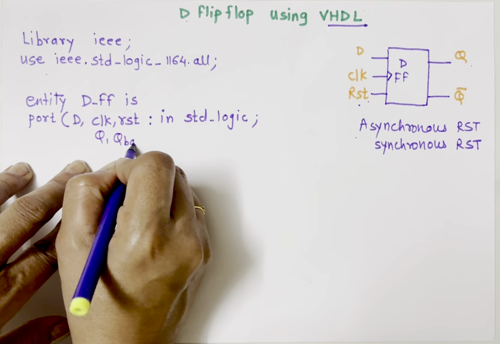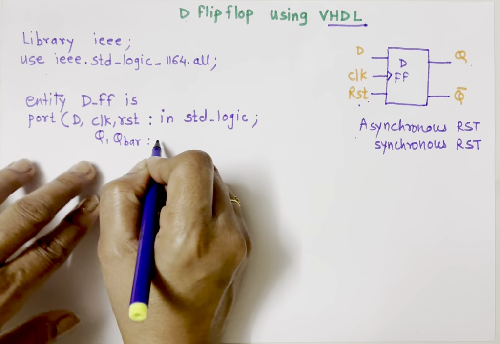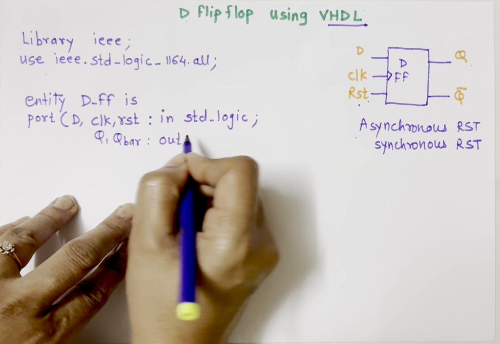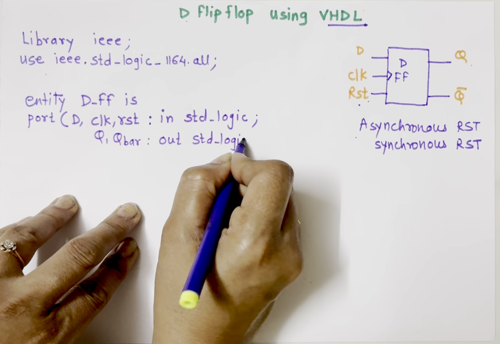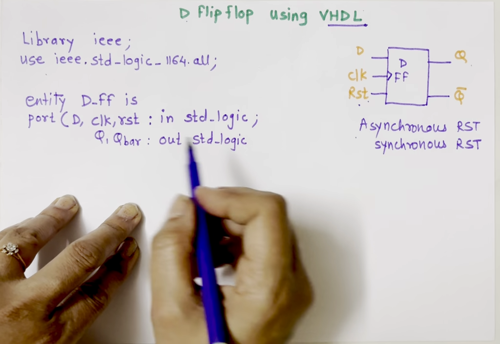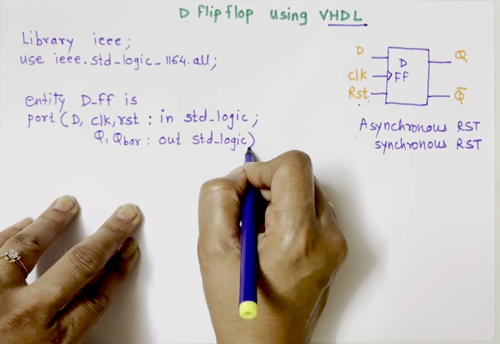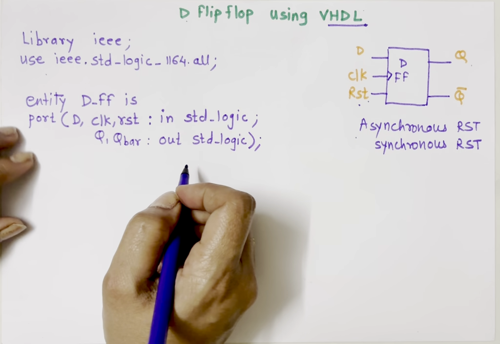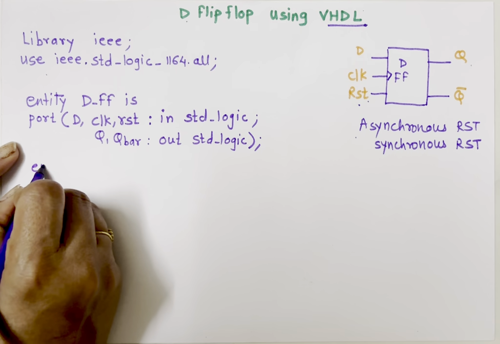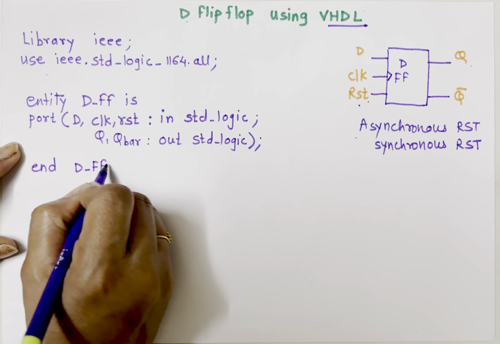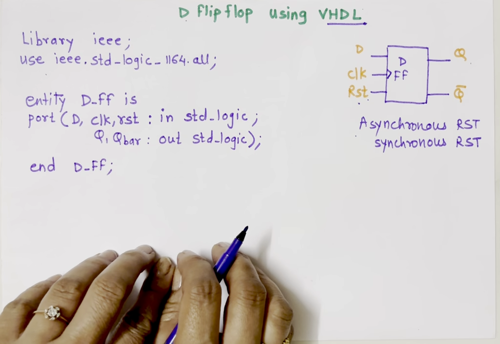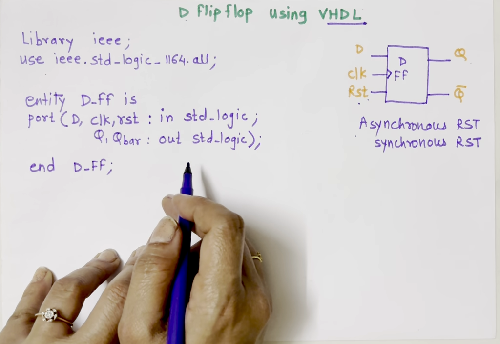I cannot use Q bar as it is, so I'll write Qbar in this way. And the direction is out, data type is std_logic. We are done with all inputs and outputs. So I'll close this bracket here and then semicolon, end D_FF semicolon. So this is the library, and this is our entity.